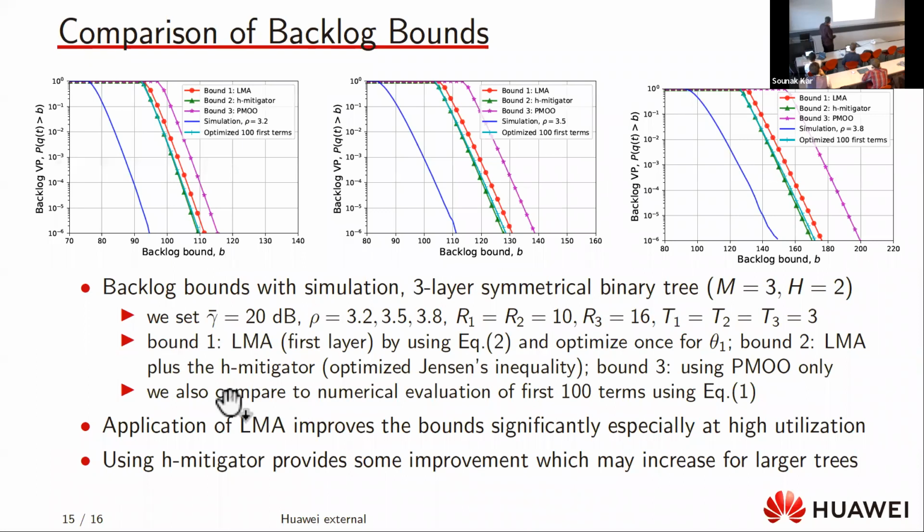For these parameters, we see that the application of the local martingale actually improves the bound, almost 50% at high utilization here. This is the PMO. And then we also applied the H mitigator, and we can see we still get some gain. The other line, which is very close to this, is when we compute only the first 100 terms using the original formula. It can only be computed numerically; we don't have a closed form there. So we can get very close to that.